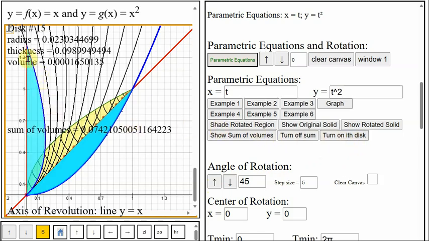And then the rotated region will look like this. And then the solid of revolution of the rotated region will look like this. And so the next thing we're going to do, to get the volume of this solid of revolution here, is we're going to need the equation for this graph right here. Now the original graph is y equal to x squared. But to get the volume of this solid, we need the equation of this graph right here.